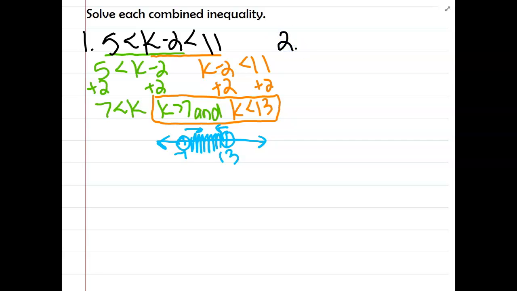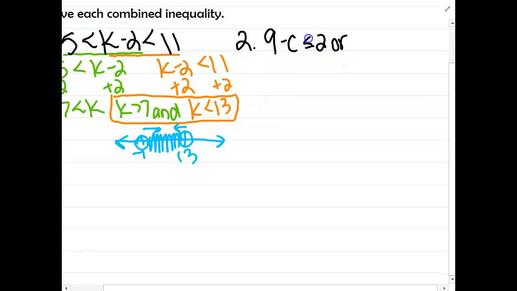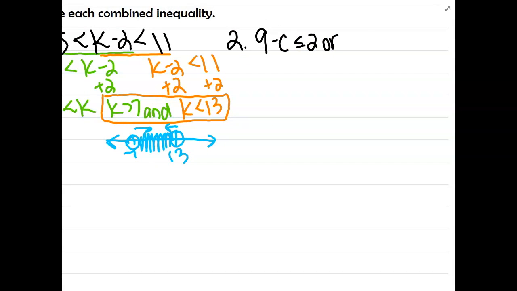Number 2. So we have 9 minus c is less than or equal to 2, or negative 3c is greater than or equal to 15. Okay, now let's be really careful here. First of all, is this an and or an or? An or, right? Because you see the word or. These ones are easy to pick out.